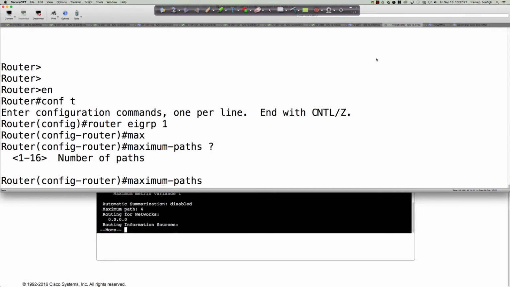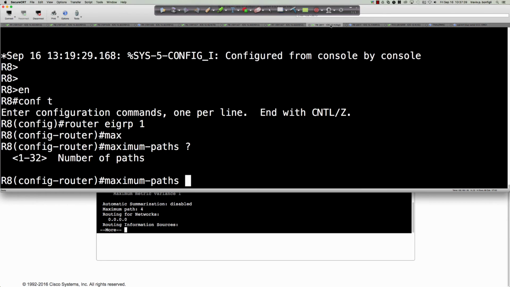In fact, I do have some ASRs and some Nexus boxes I can look at, so I probably should have taken a look at that. But it may be greater than 32. Maybe it's 64, maybe it's 128 or 256, who knows. But again, remember, it will be platform dependent. This is 2610, we can only do 16. On a 2811, I can do up to 32, so double what you could do with the 2610. So keep that in mind.